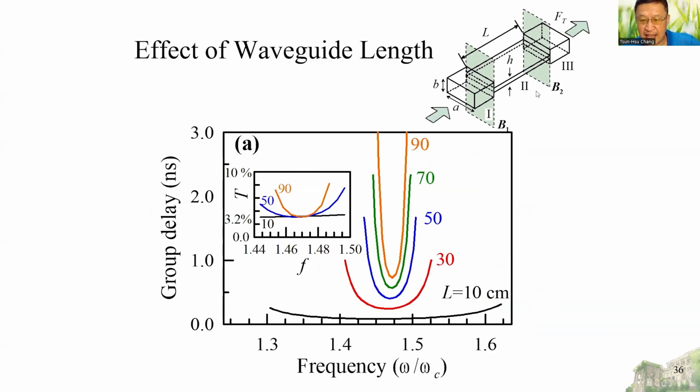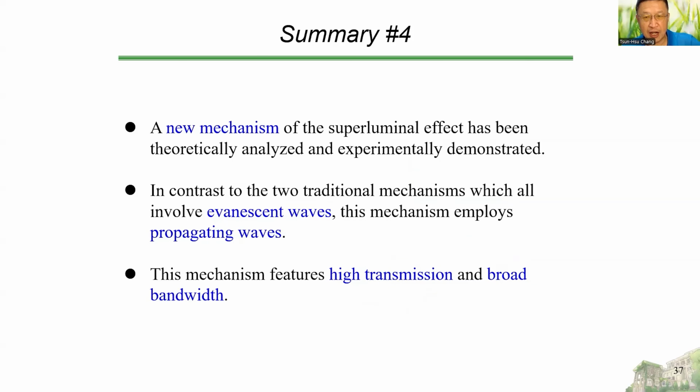When we change the length L, since it's a uniform waveguide, the transmission should be the same. Yes, the transmission is the same, very high, and the delay differs by the length, of course, which makes sense. So the whole system makes sense. It's a propagating wave.